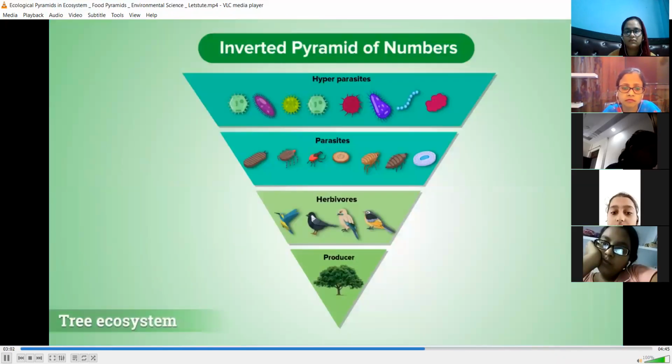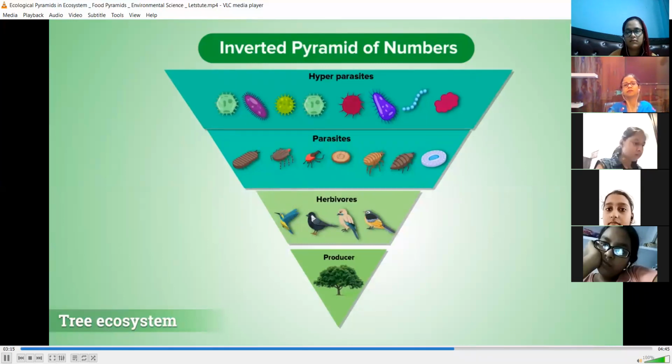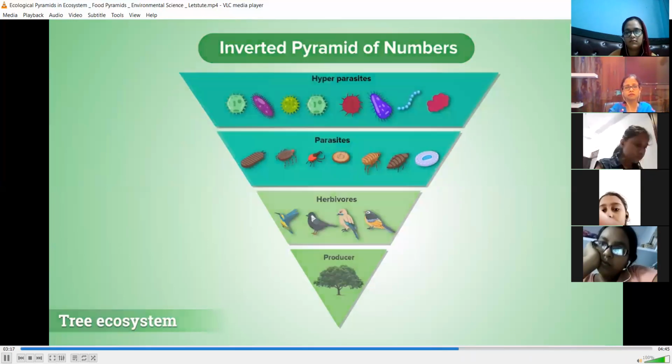Now, here is a completely inverted pyramid of numbers. The parasitic ecosystem. A single large host can be home to different parasites, which in turn act as food for much more abundant trophic levels of hyperparasites.